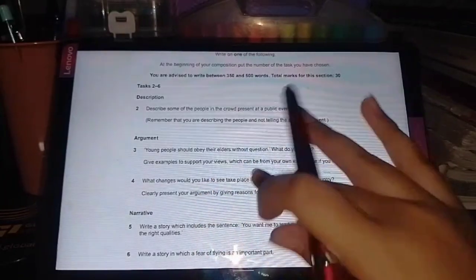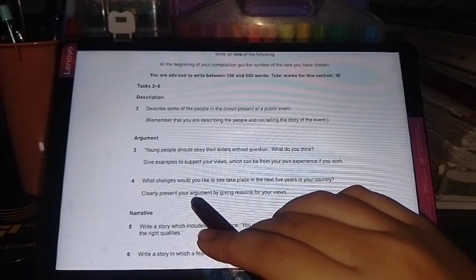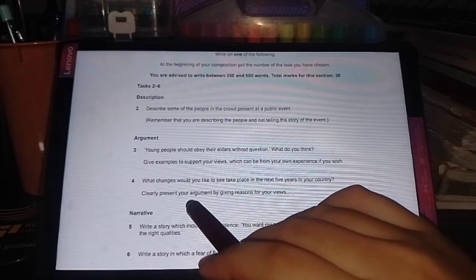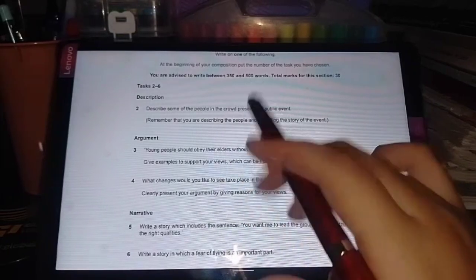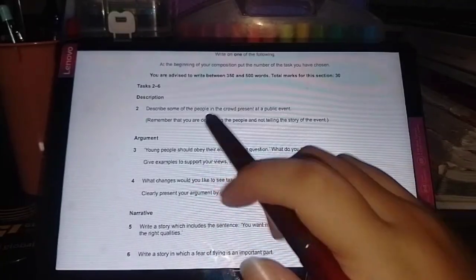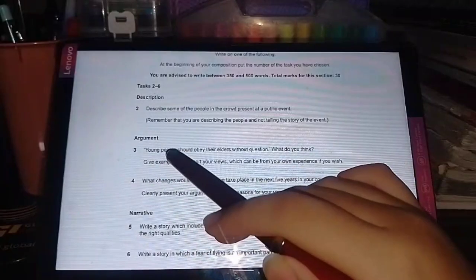Now the next point has been provided again. What changes would you like to see take place in the next 5 years in your country? Clearly present your argument by giving reasons for your views. Now you might be thinking this is the same, but this topic is different. The topic is argument all the way, but it has been divided in two parts.